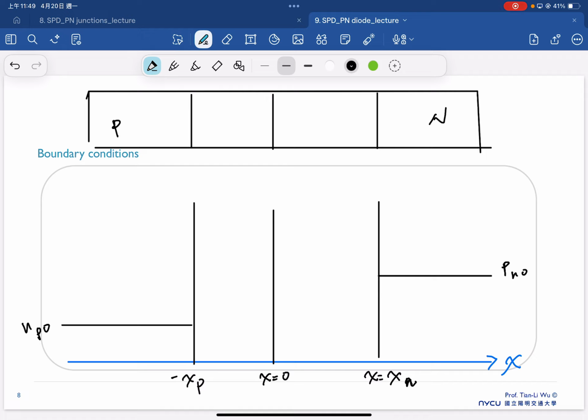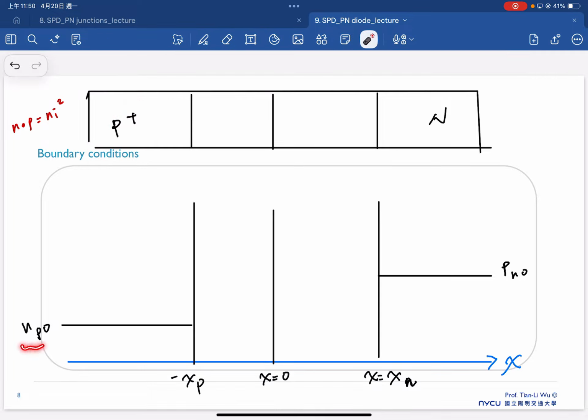One thing you might be curious about is why NP0 and PN0 are not flat. Here we consider a junction which is a P plus N. Because of the P plus N, you know that we have a very famous equation: under thermal equilibrium, N times P is equal to Ni square, right? This is the case with thermal equilibrium. Which means that if you have a higher P plus, for sure you get a lower minority carrier. You have a lower N, that's why you get a higher PN0.